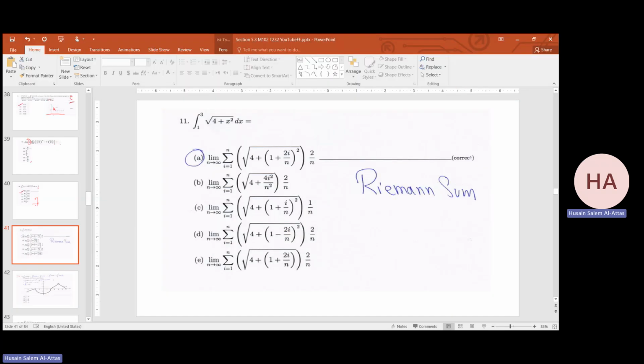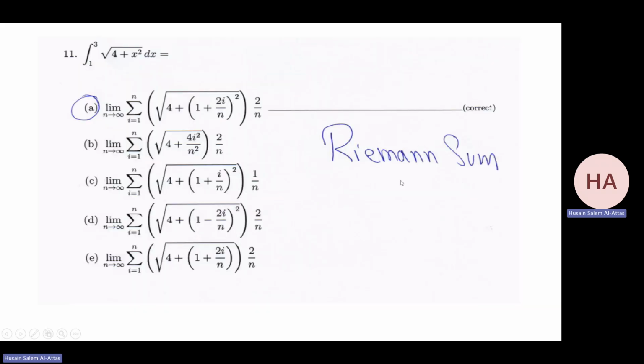Yeah, I think we can still do more problems. Okay. Now he wants this to be written as a Riemann sum, which is easy. That will be my f of x. That's a, that's b. The other way is usually not easy to do.